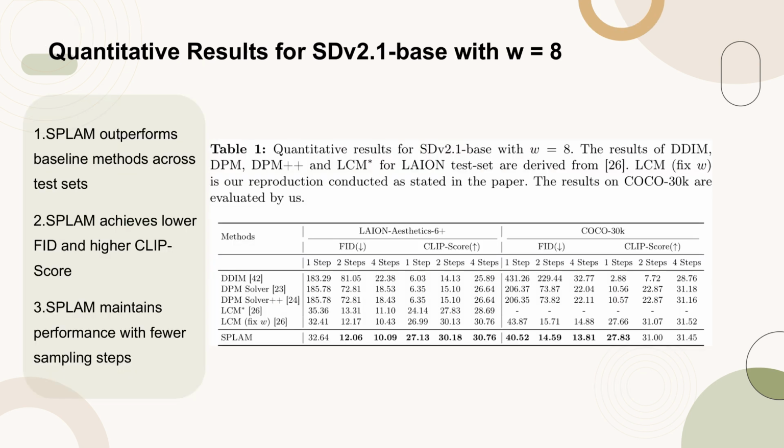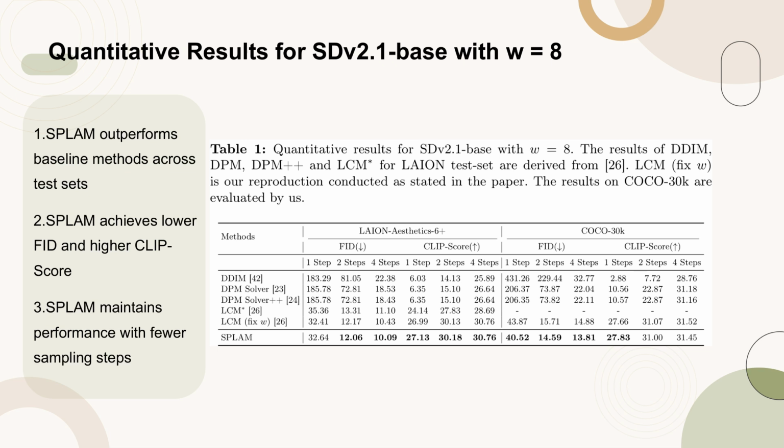Table 1 presents the quantitative results for the SDv2.1 base model with a guidance scale of 8. The table compares the performance of SPLAM against baseline methods such as DDIM, DPM, DPM++, and LCM on the LAION test set, as well as our reproduction of LCM with a fixed guidance scale. Additionally, results on the COCO 30K test set are included.